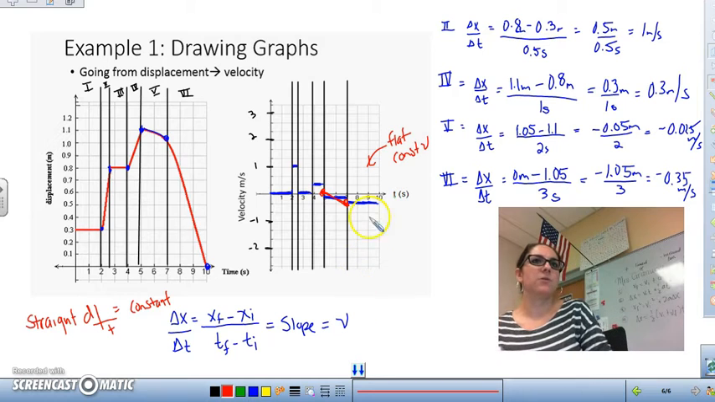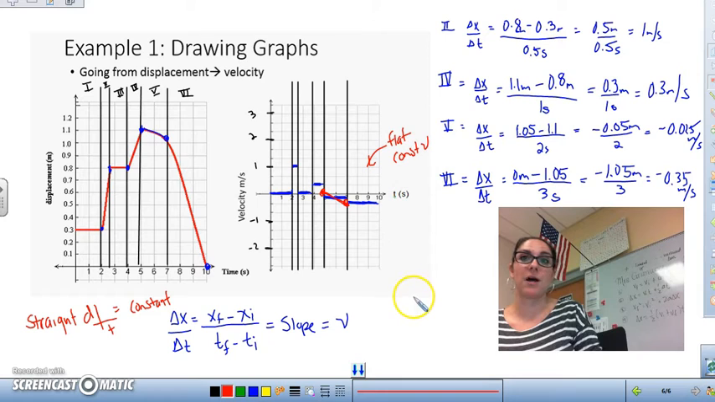So there you have it. That's how you can make the displacement go to velocity by taking the multiple slopes of these graphs, okay?